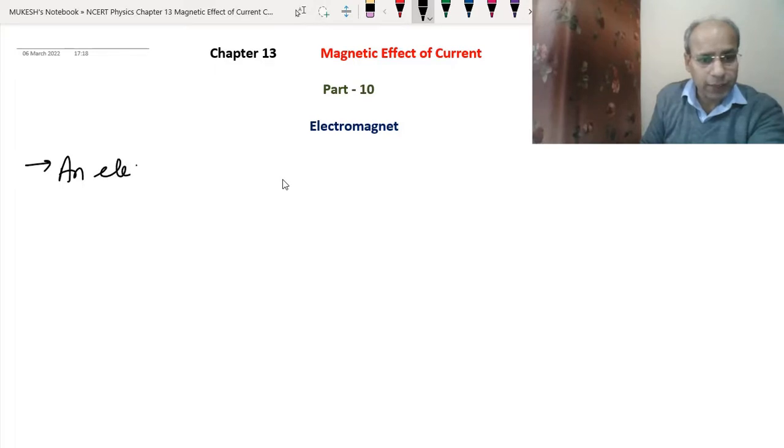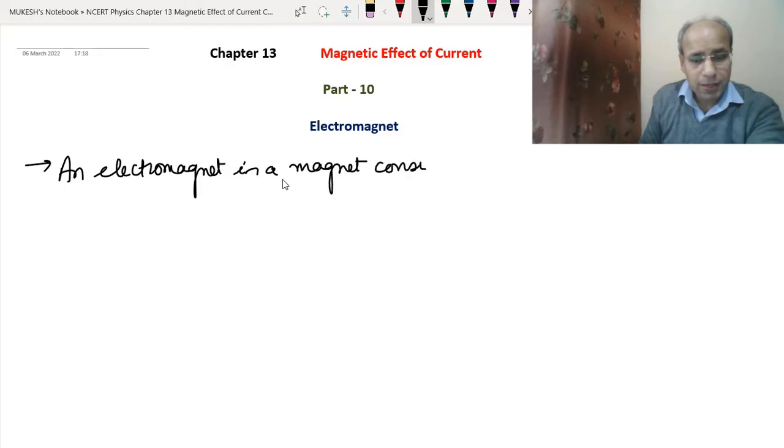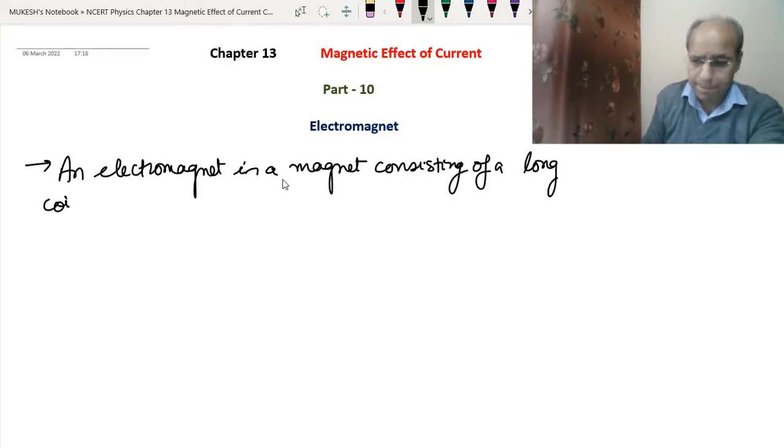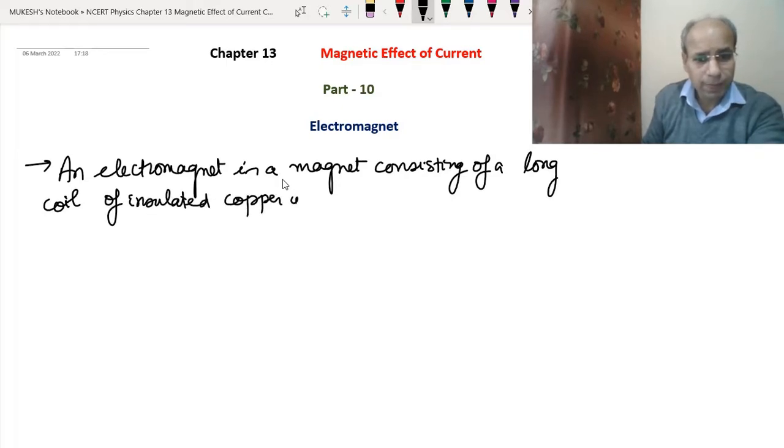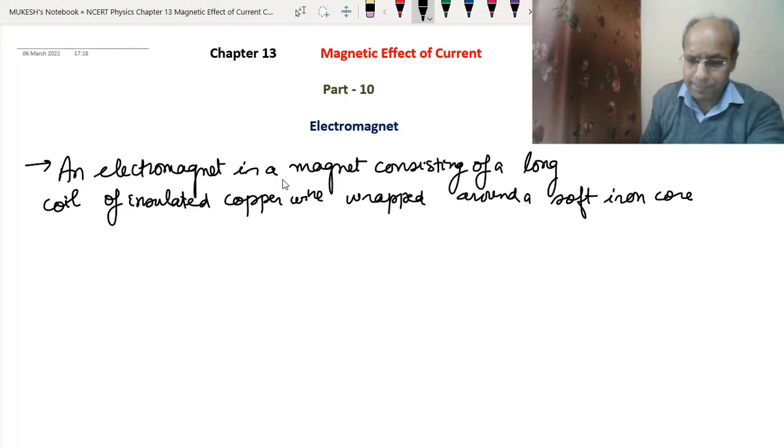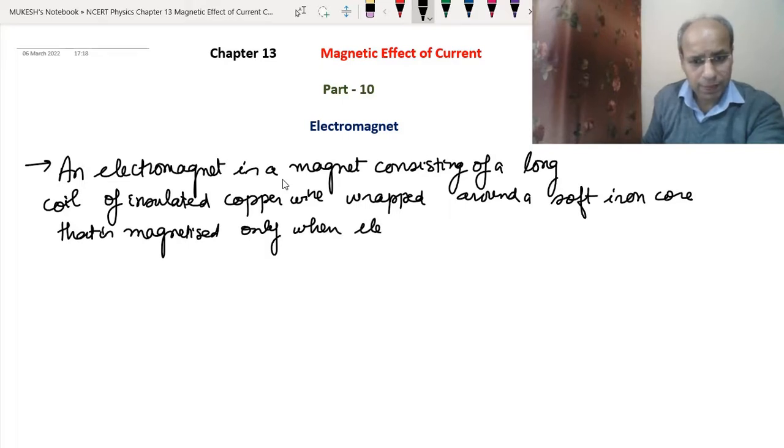An electromagnet is a magnet consisting of a long coil of insulated copper wire wrapped around a soft iron core that is magnetized only when electric current is passed through the coil.